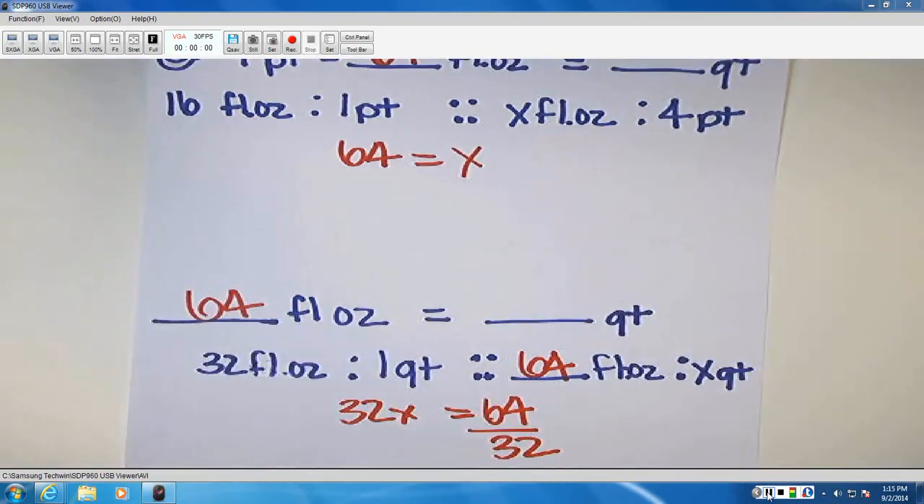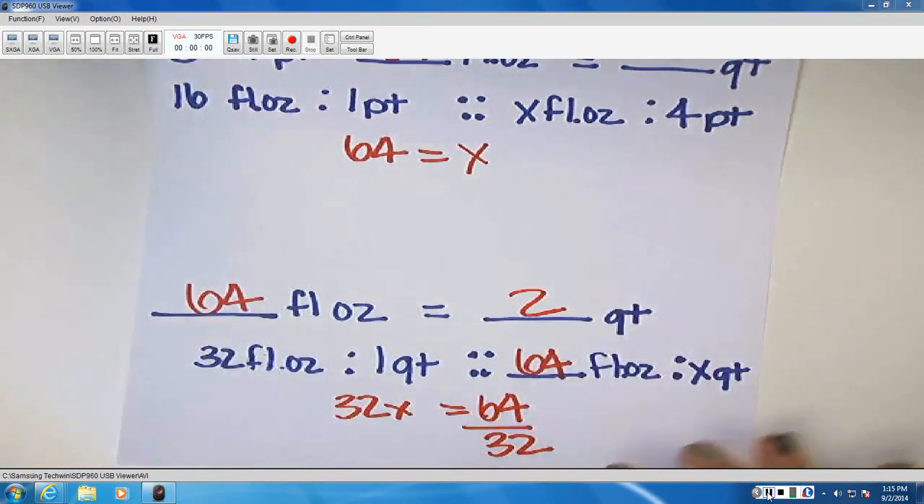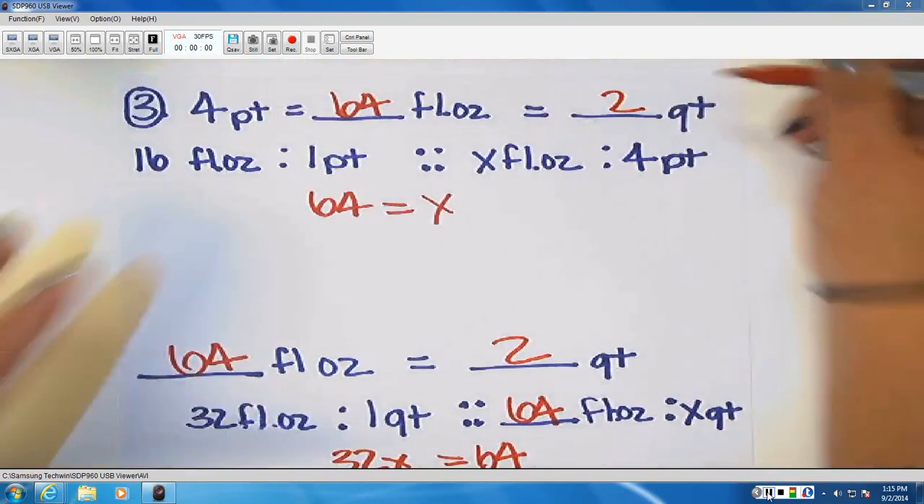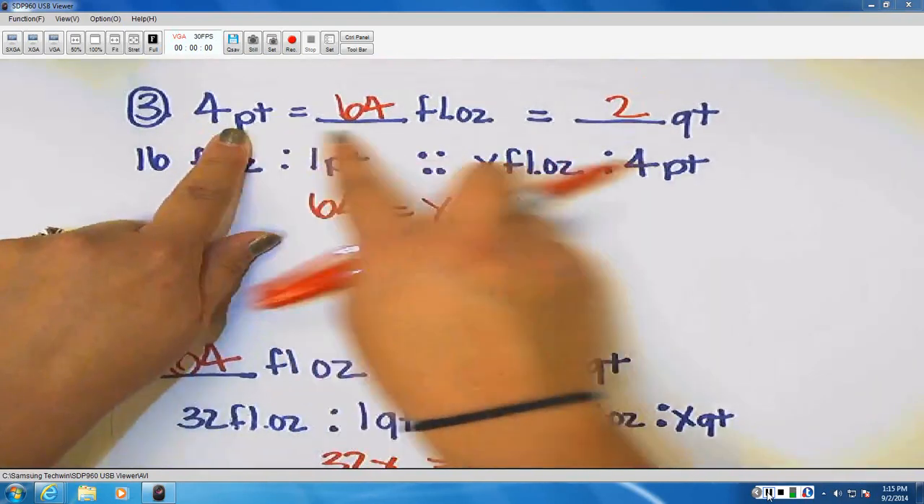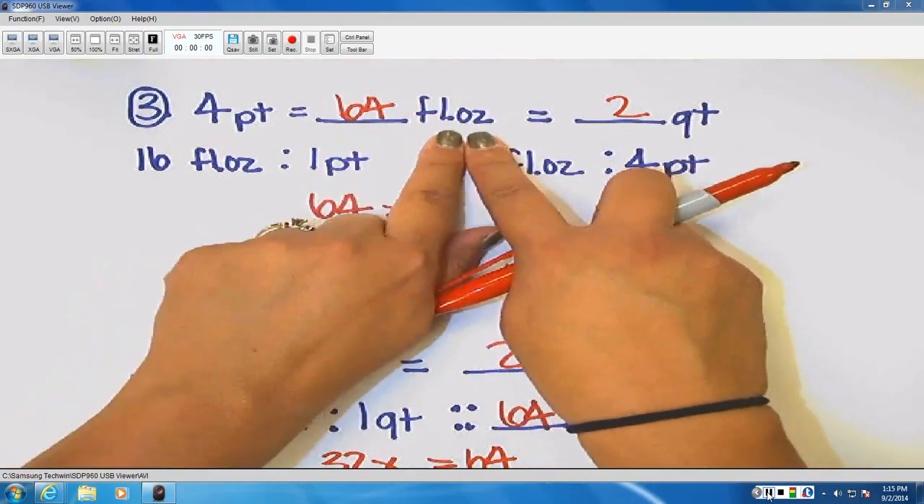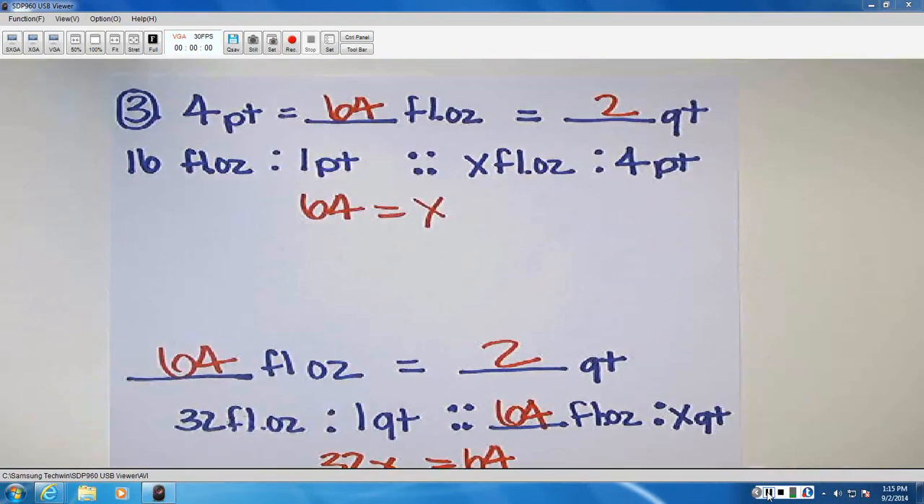Where's my calculator? Or 2, it's 2. So there's your answer, then that would be plugged in up here. So 4 pints equals 64 fluid ounces, and 64 fluid ounces equals 2 quarts. It's a long way to just get those two numbers.